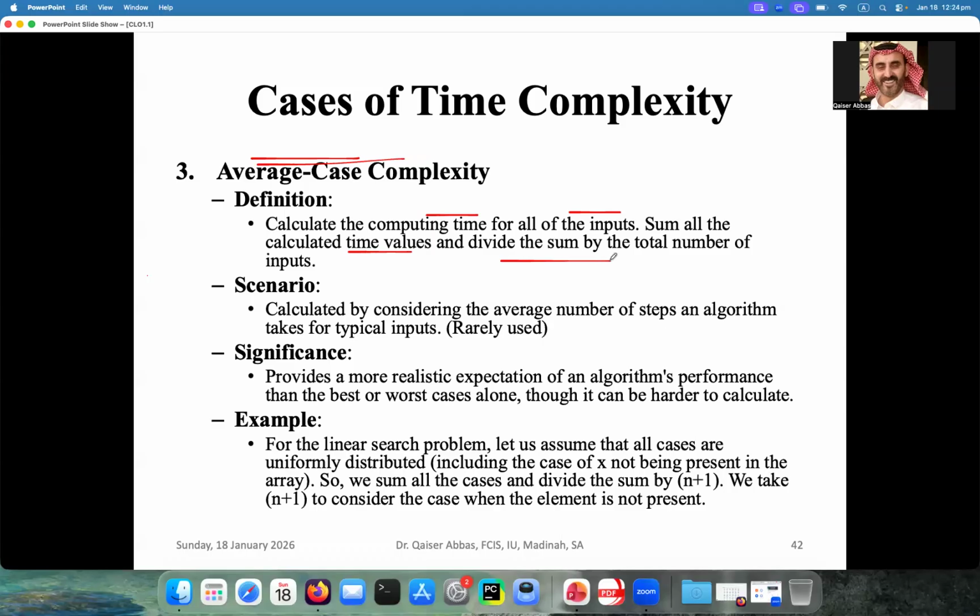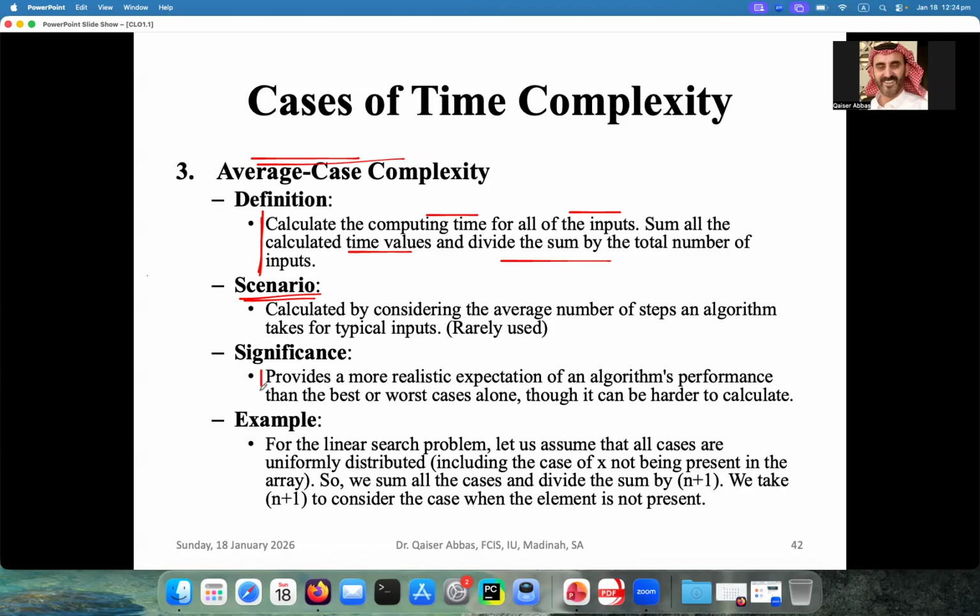That's simple: sum all the times taken by the inputs, and then divide by the number of inputs. This is one way. This is the definition. And what would be the scenario? On the typical inputs, or you can say simply input, you are calculating the average number of operations, the average number of steps in that algorithm, which we already defined here.